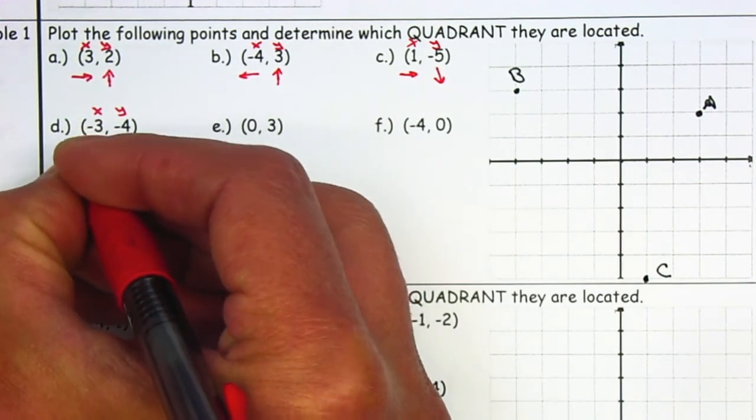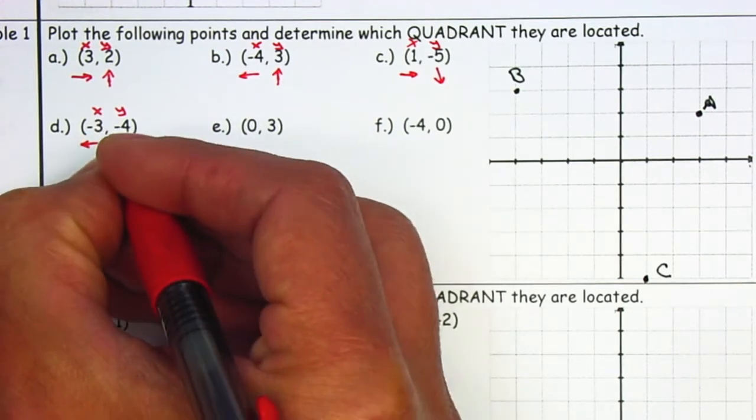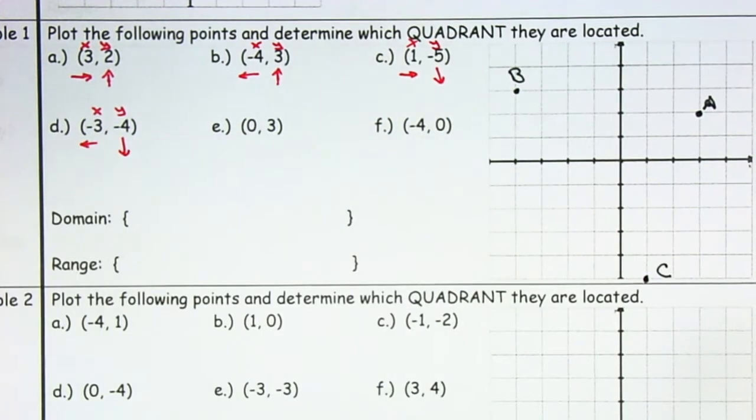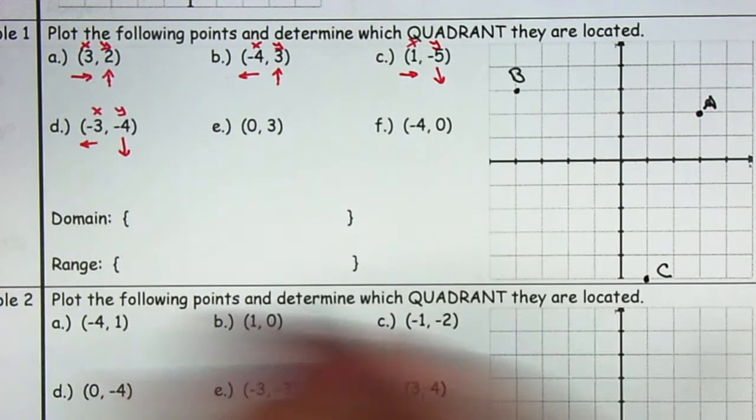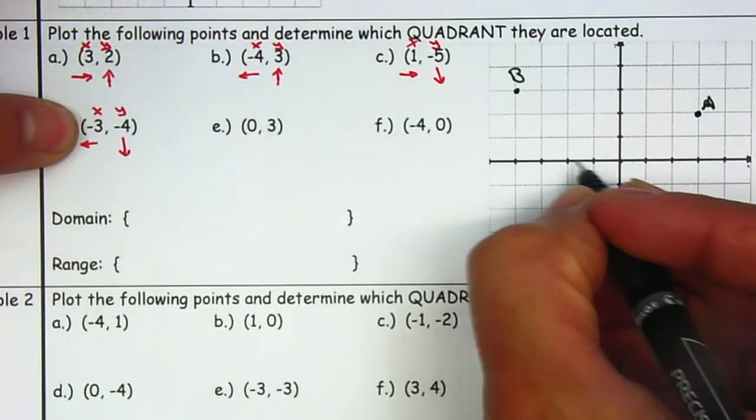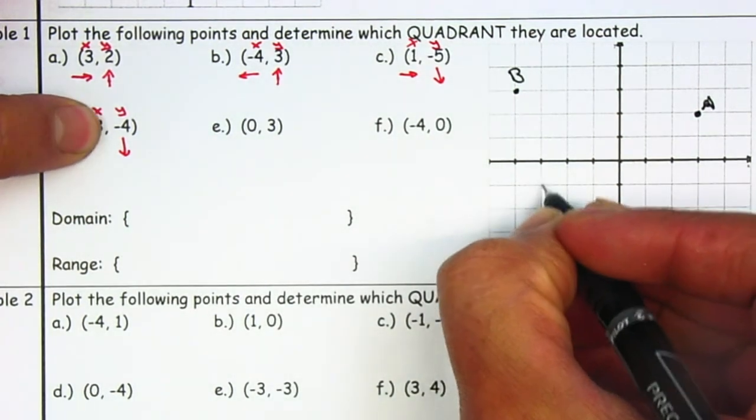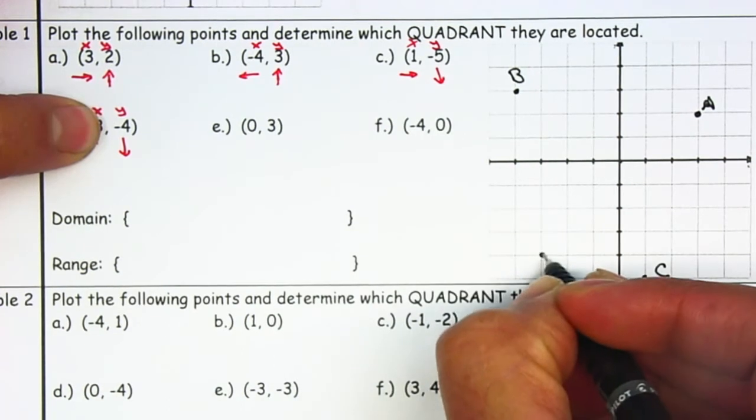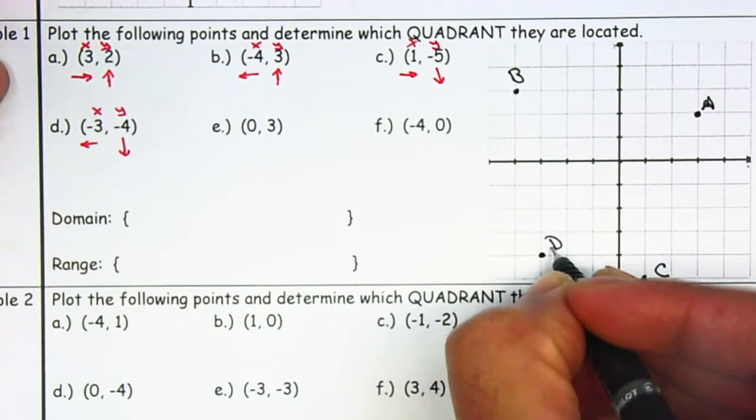This is a negative 3. We're going to go to the left 3. This is a negative 4. We're going to go down 4. So to the left 3, 1, 2, 3. And down 4, 1, 2, 3, 4. That is letter D, point D.